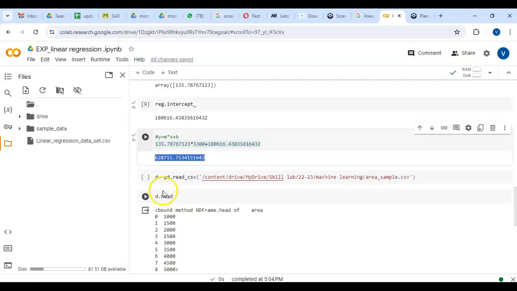So this is how we can verify it. You have to take some data, some CSV file with input and output, then fit the model, and after fitting the model you can predict. This is a very simple algorithm of machine learning. I hope you understand this, and at least with the help of this you'll get the basic idea. So thank you so much.